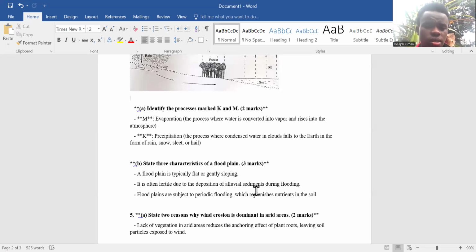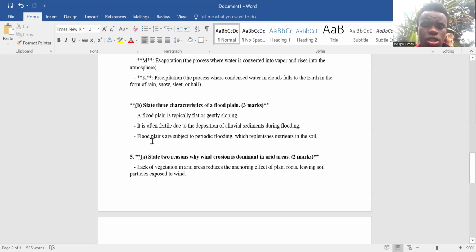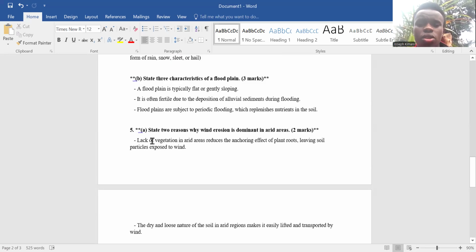We are asked to state two reasons why wind erosion is dominant in arid areas. Now we are talking of wind erosion. Wind can perform erosion: when wind blows over a bare surface especially, it will be carrying away soil particles. That's erosion. Now, two main reasons for wind erosion in arid areas. Remember, the arid areas are deficient of vegetation. Well, you can't say that there's totally no vegetation, but the vegetation is deficient.